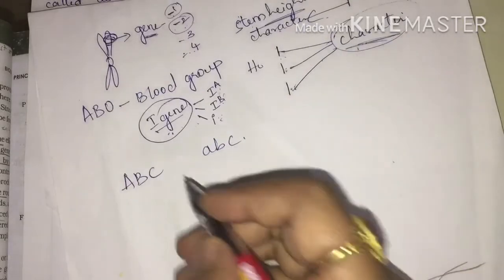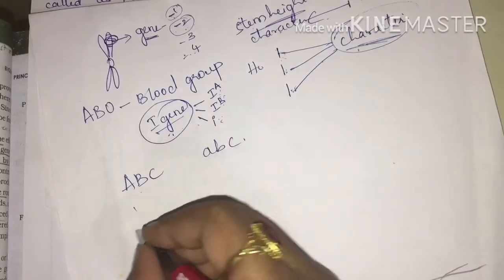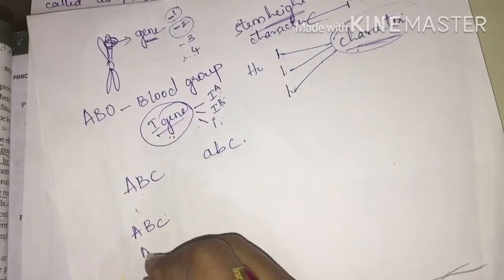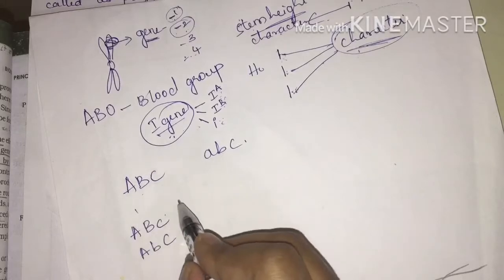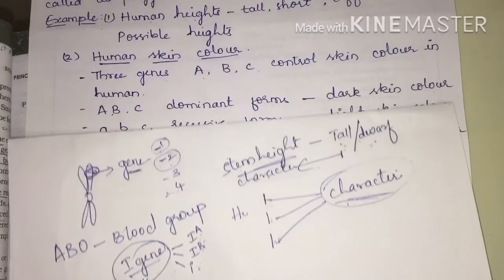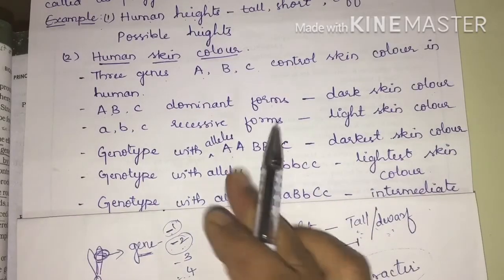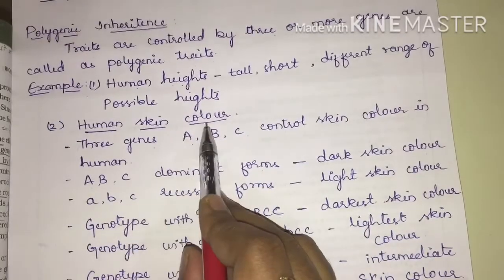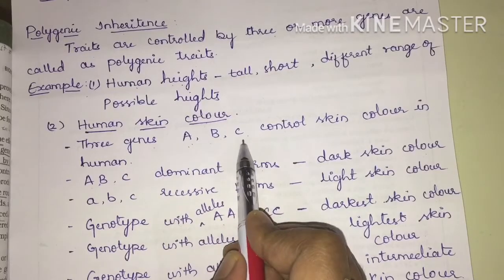For this you have to do all the permutation and combinations, right? The gametes can be A, B, small c. The gametes can be A, B, capital C. Like that. You have to do all the permutation and combination, and if you want to plot that, then you will get 64 different varieties of skin tones. Okay. So in this, what we understood: human skin color, this is one character. It is controlled by 3 genes.